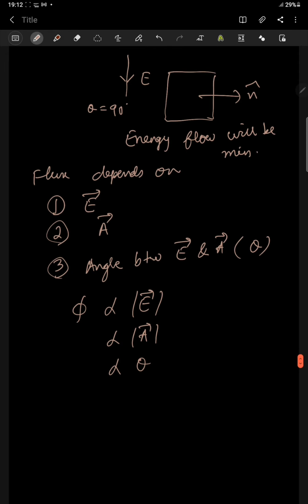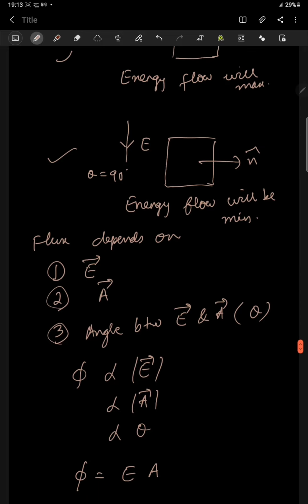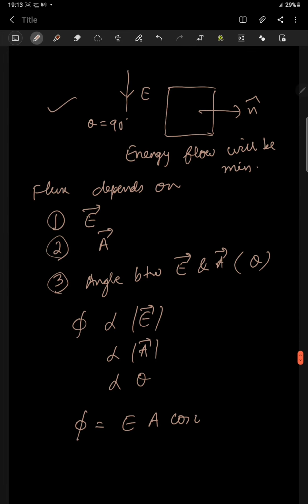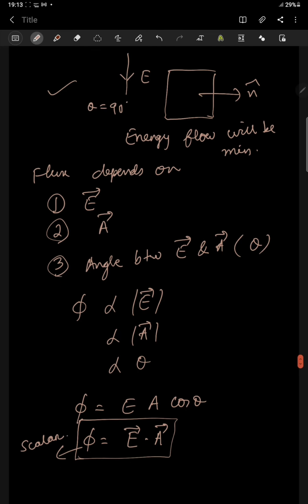So if I want to construct a formula, then what can I write? Phi will be equal to EA cos theta or sin theta. Looking into this example, you can make out clearly that it will not be sin theta, rather it should be cos theta. So EA cos theta. Then what will be the flux? The cos theta means dot product or cross product? It should be dot product. E dot A, and we know that dot product gives a scalar quantity. So your flux is a scalar quantity. I hope it is clear.